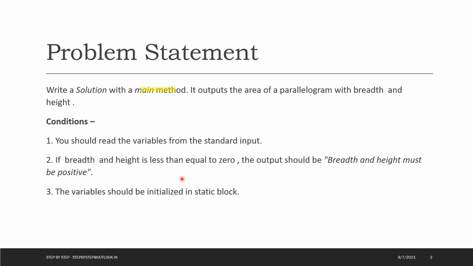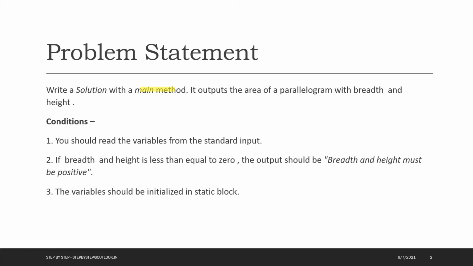Then if breadth and height is less than or equal to 0, the output should be "breadth and height must be positive". So if the user has entered 0 or a negative value at runtime, the output should come as breadth and height must be positive, and the variables should be initialized in the static block. So that's again one of the conditions.